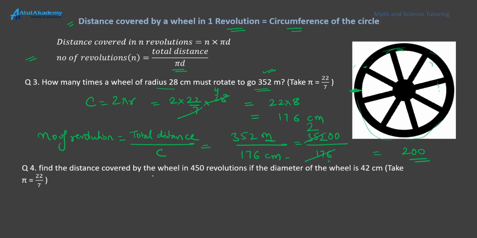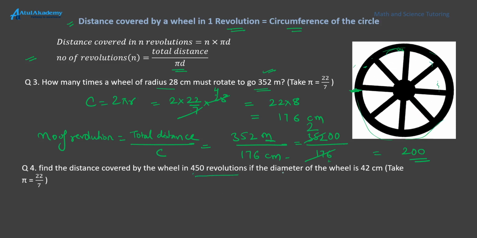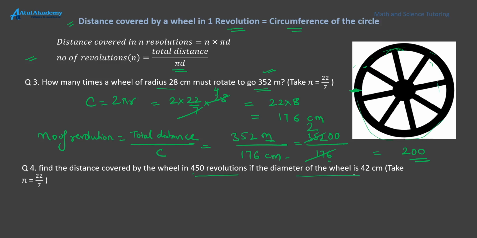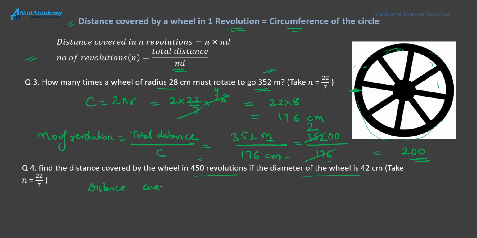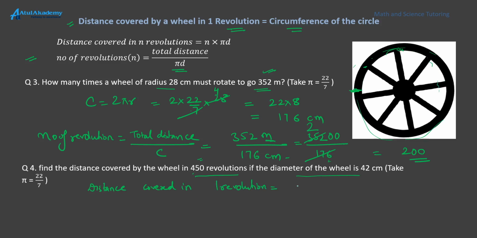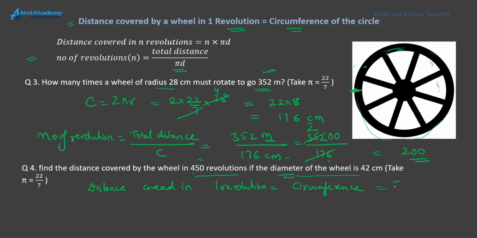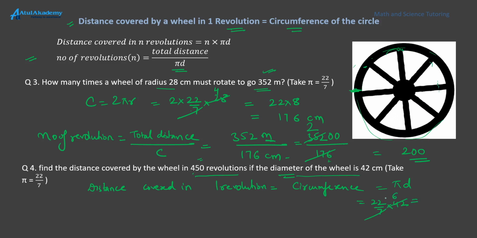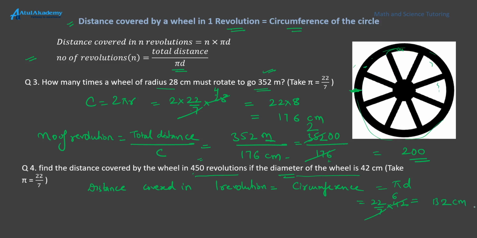Students, now move to the fourth question. Fourth question says: find the distance covered by the wheel in 450 revolutions if the diameter of the wheel is 42 centimeter. Now I have to calculate total distance covered in 450 revolutions. So first calculate distance covered in one revolution. What is that? That will be equal to the circumference. Here diameter is given, so I'll use pi d, which is 22 by 7 into diameter 42. Cancel out 6. So how much will you get? 6 twos are 12, 132 centimeter. That is one revolution.